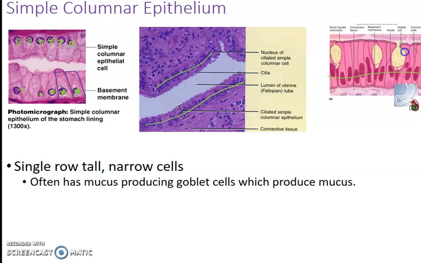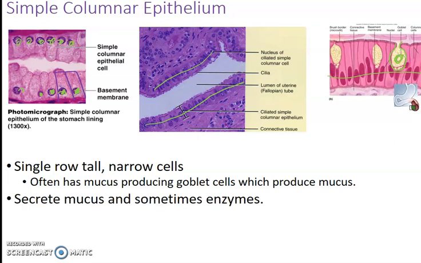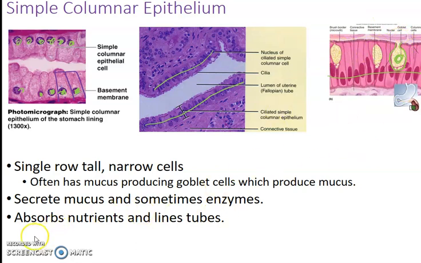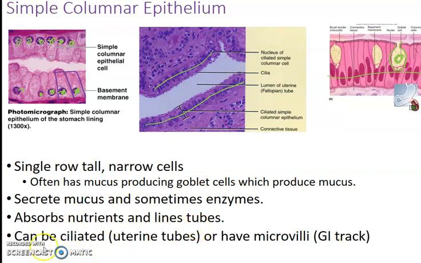Sometimes they have these goblet cells that produce mucus. I love goblet cells, by the way. And you have them where you need absorption or secretion, and they line tubes like your intestines. Sometimes they have enzymes on the surface, so they could absorb nutrients in the intestines. They could be ciliated in the uterine tubes. Remember, cilia are projections that move things, whereas the microvilli in the intestines increase the surface area.